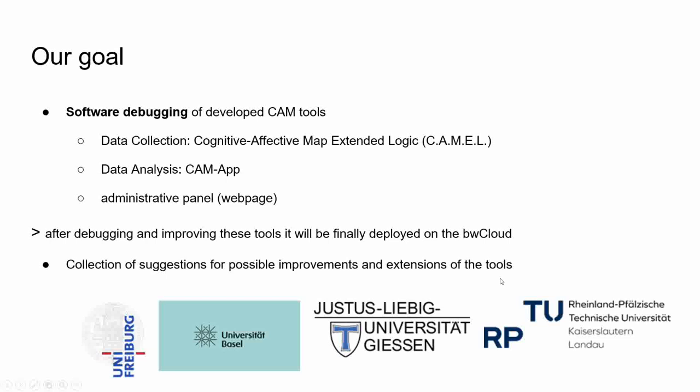Now our central goal is to debug these three developed tools. Thereby, software debugging is the process of identifying, analyzing, and removing errors, bugs, or abnormalities in computer software. It involves the use of specialized tools, techniques, and strategies to ensure that the software performs as intended and meets its design specifications. After these tools have been improved and bug fixed, we will deploy them to a university cluster. This process is of most importance because already around 20 researchers are currently using these tools.